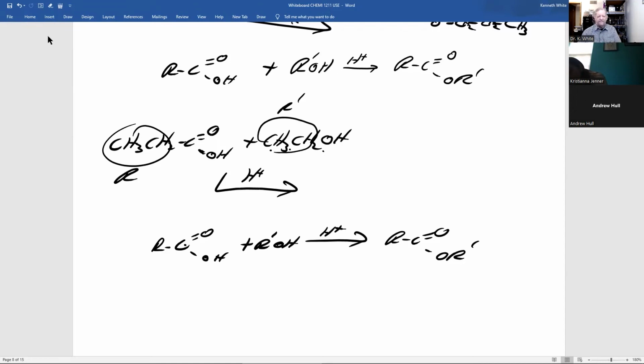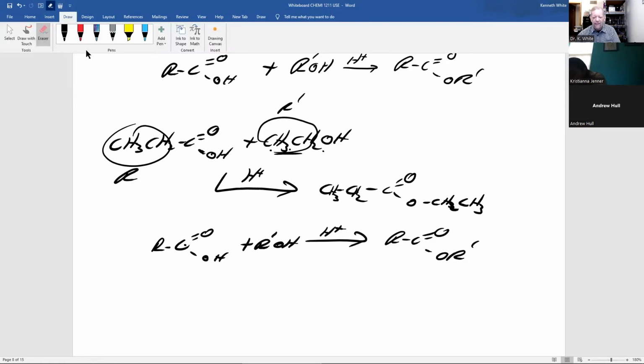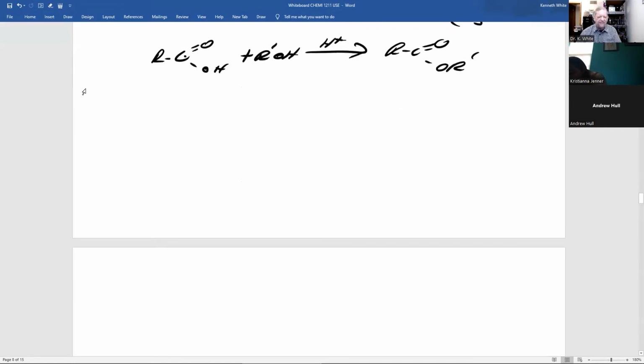And now, what happens? Well, I have my two carbons, R, still bonded to the carbonyl carbon, oxygen. My R prime is ethyl, and I'll put in my hydrogens. And that's what you get. Oh, we got to do another one of these.